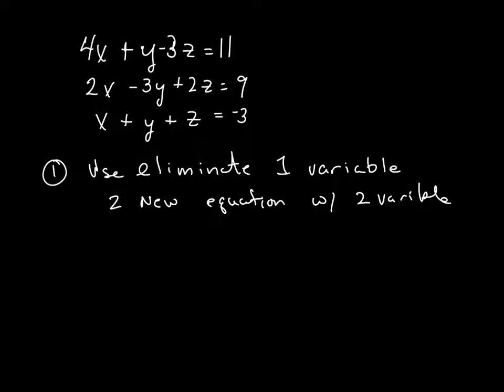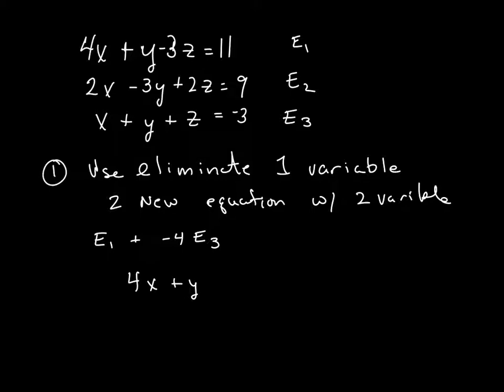Now, to eliminate x, what I'm going to do here is go ahead and do equation 1. Let's go ahead and name these. So this is going to be equation 1, this is equation 2, and equation 3. So I'm going to take equation 1 and add that to -4 times equation 3.